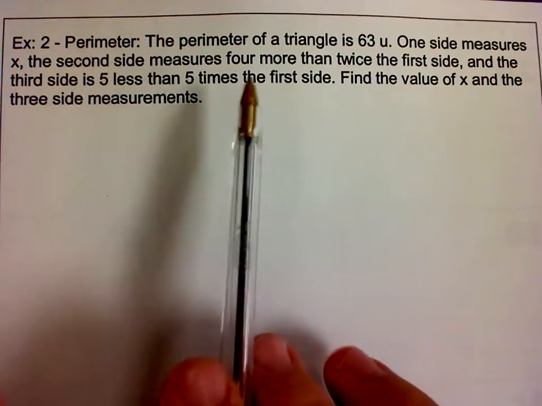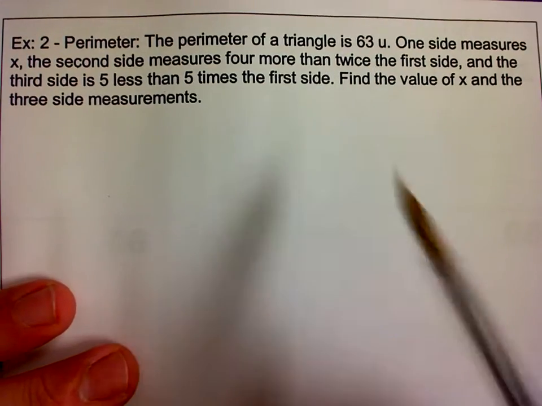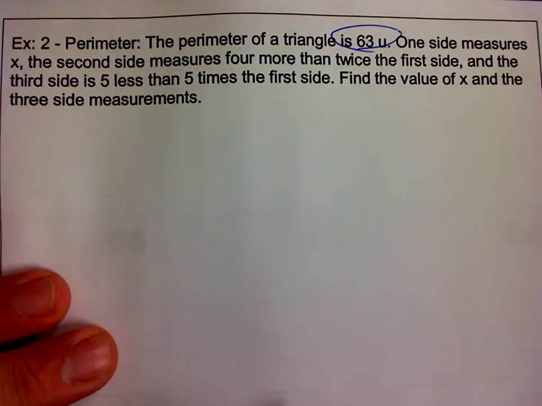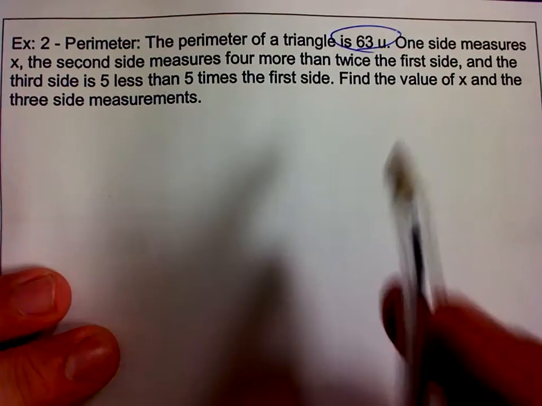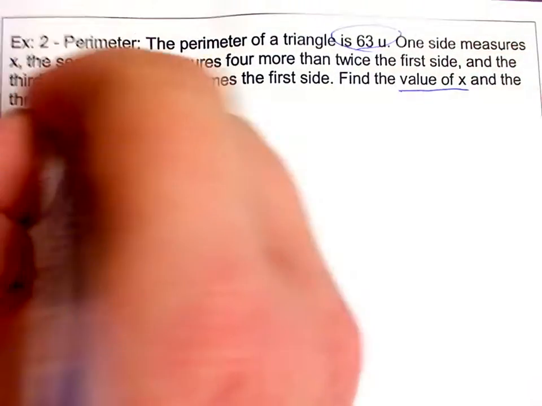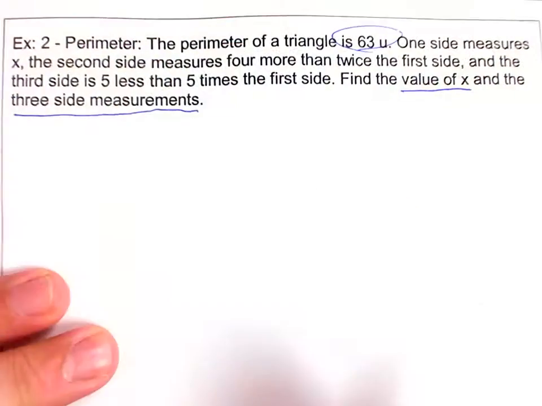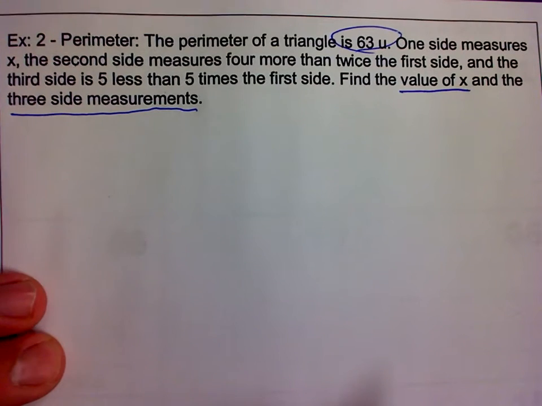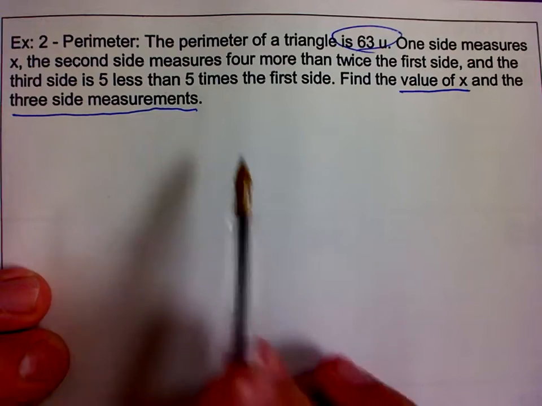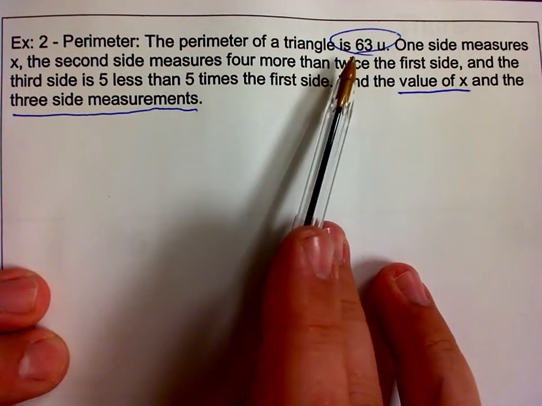Still dealing with perimeter. They tell us the perimeter of a triangle is 63 units. And what might help us here is to go ahead and circle some interesting facts that we know. So we know the 63 units. If we skip ahead, we see that we have to find the value of x and the 3 side measurements again. So we know we're basically going to be doing the same steps as before, but the problem is here, we don't have a diagram. They do tell us that we're finding the perimeter of a triangle.